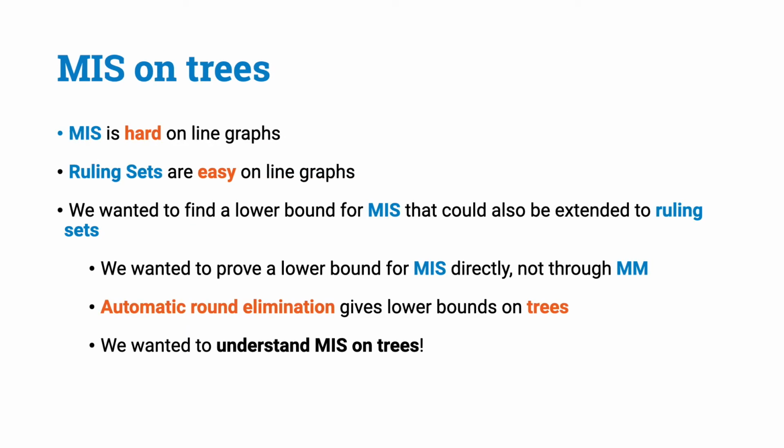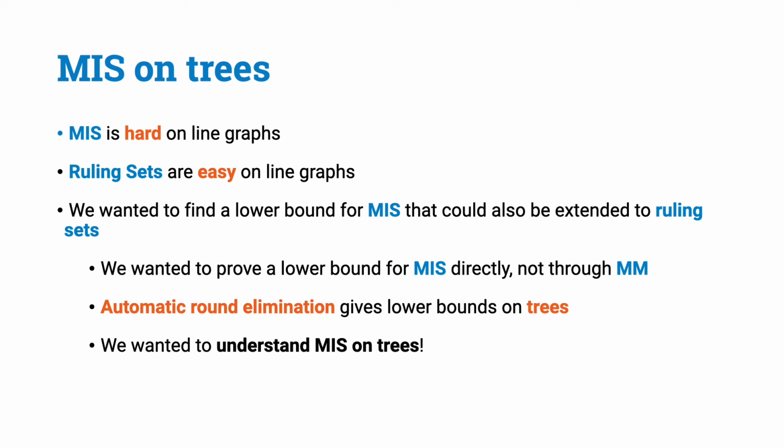So we were in the following situation. We knew that MIS is hard on line graphs. We knew that ruling sets are easy on line graphs. So we wanted to find a genuinely different lower bound proof for the hardness of MIS that could also be extended to ruling sets. For this purpose, we needed to find a lower bound for MIS that did not exploit the hardness of maximal matching. The most promising technique that we had at the time, and that we still have nowadays for proving lower bounds in the LOCAL model of distributed computing, is the so-called automatic round elimination technique.